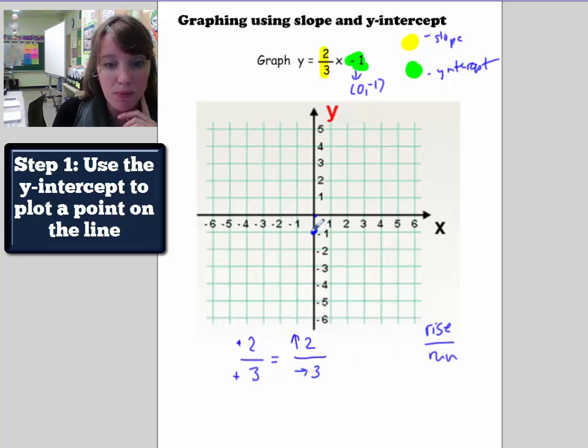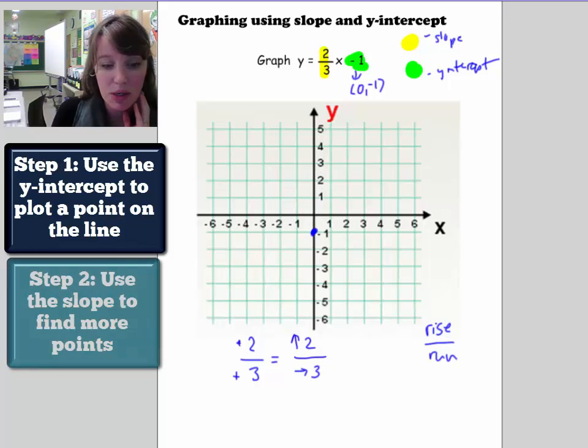So we want to go not from the origin, all right? We're going from the y-intercept. So from the y-intercept, we want to go up 1, 2, and right 1, 2, 3, and that will get us another point right there.